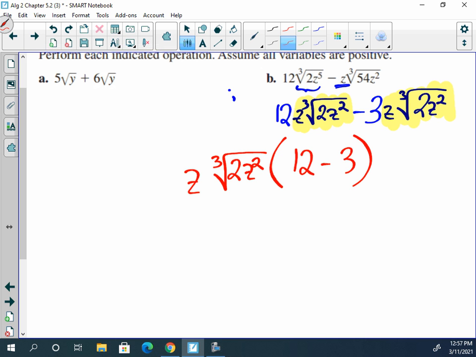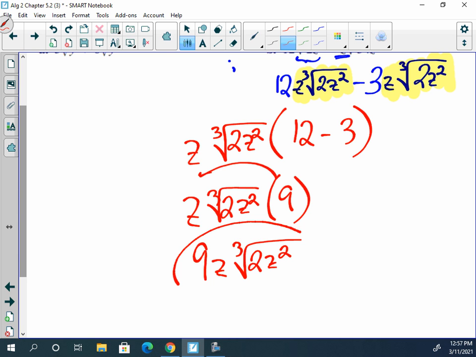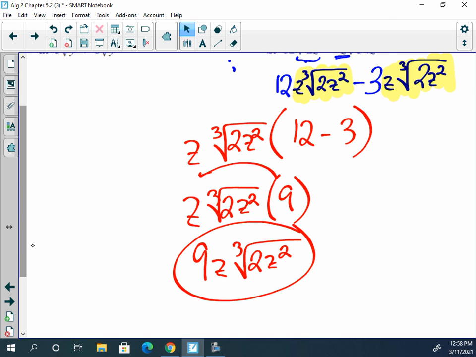Well, wait a minute, I can do 12 minus 3, yes? 12 minus 3 is 9. Well, we can multiply these together, and the 9 will go out front. 9z times the cubed root of 2z squared. Or up here, 12 minus 3 is 9. So this is the more mathematical way we would technically do this, because we can factor that out, combine these like terms, and get our answer.